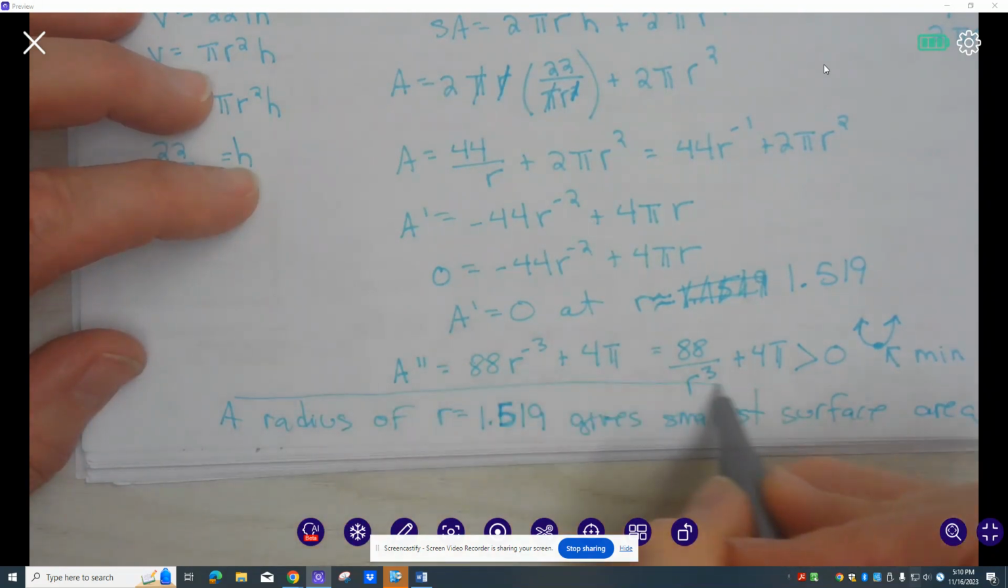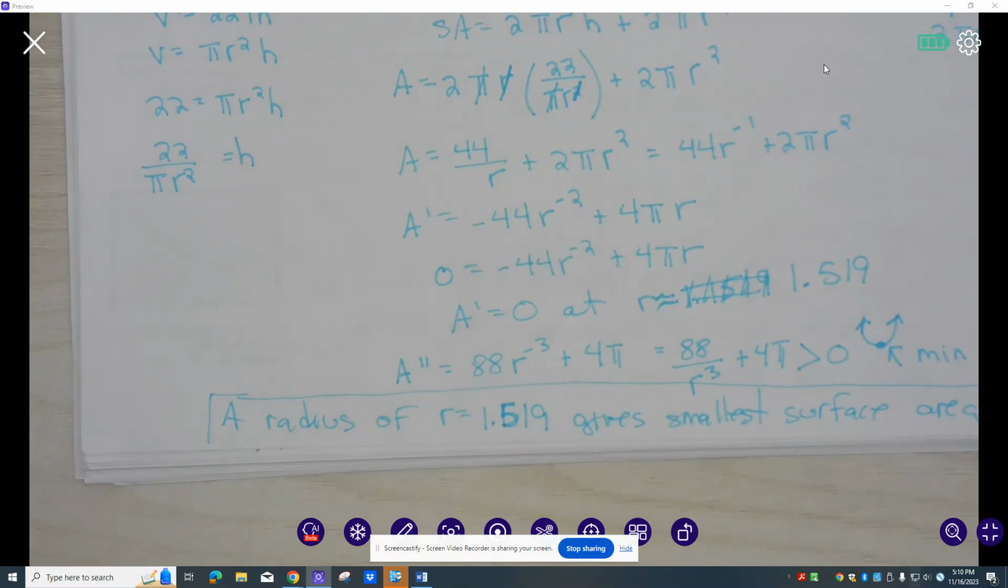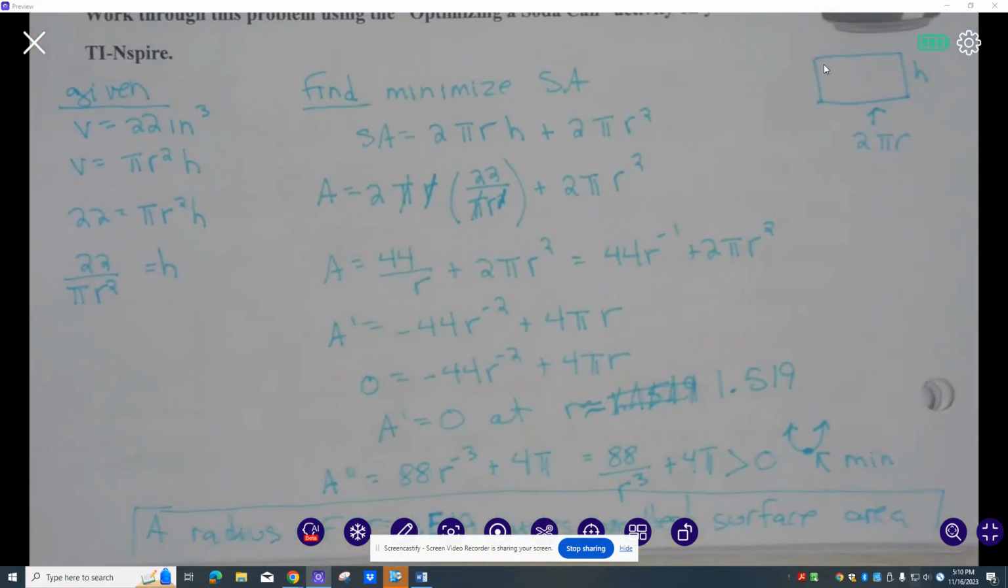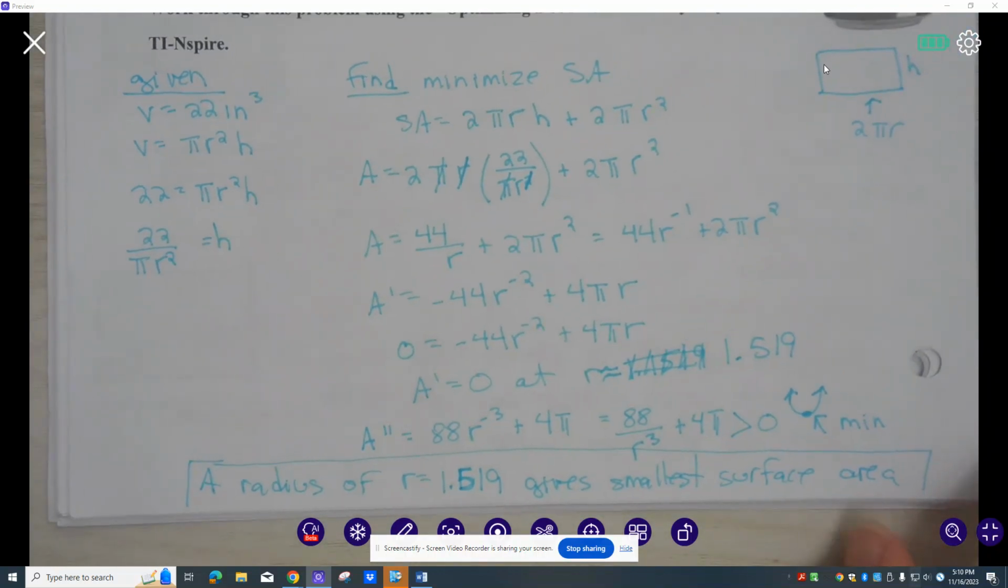Okay. All right. Example 6. Kind of do this just in case you missed anything. Then you have the whole problem. You can pause it and copy whatever you missed.